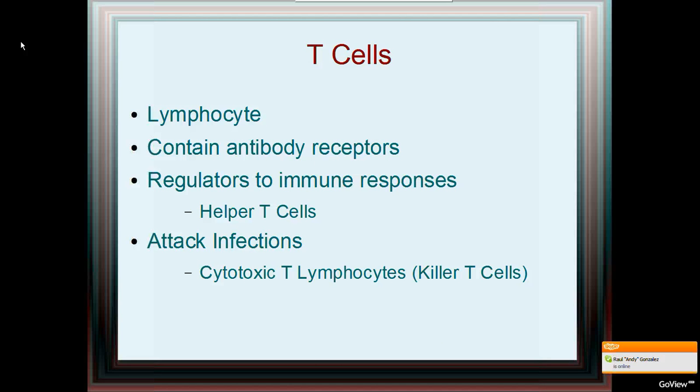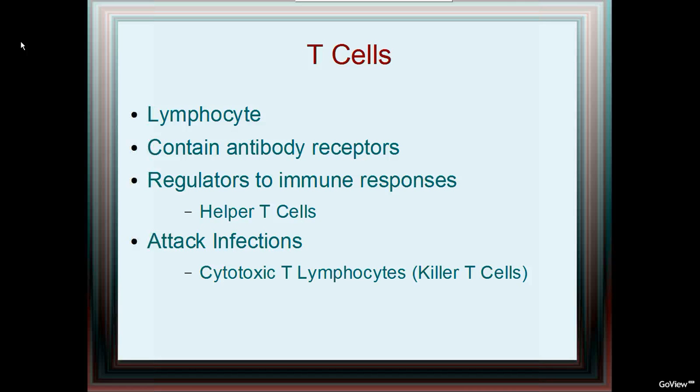Next type of cells are T cells. This is the other type of lymphocyte found within the human body. They contain antibody receptors, and there are two types of T cells. One of them are known as helper T cells, and these are regulators to immune responses. And then there are killer T cells, also known as cytotoxic T lymphocytes, and these are the cells that actually go in and attack infections.